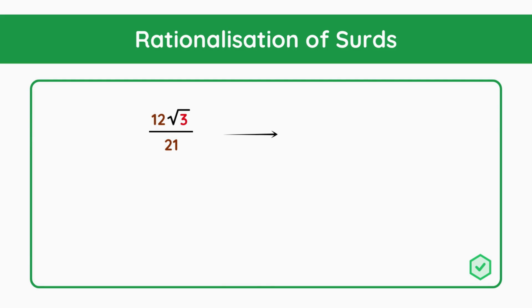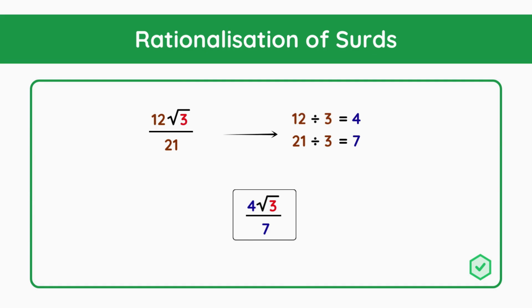If we look at our whole numbers, 12 and 21 both can be divided by 3. 12 divided by 3 is 4 and 21 divided by 3 is 7. This gives us our final fully simplified answer, 4 square root of 3 over 7.